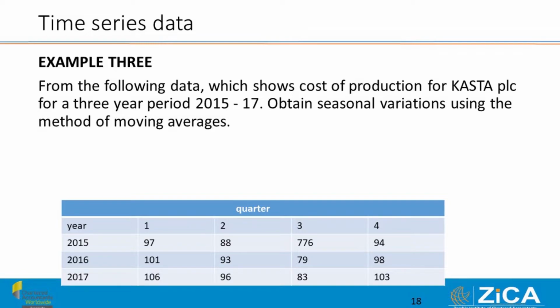Now, let us look at the example which we have. From the following data, which shows cost of production for Forecaster PLC for a 3-year period between 2015 to 2017, obtain seasonal variations using the method of moving averages. And we are given that data, which is there. The 776 is supposed to be 76.